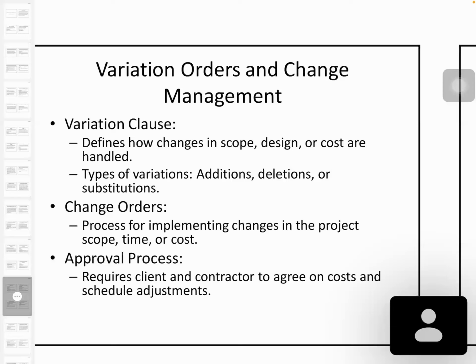The actual process of the variation requires the client and contractor to agree on the cost and the schedule adjustment. Some variations will affect your critical path. If anything affects your critical path, it will change the final deadline. Therefore, you have to be more keen about the changes, and the approval process requires the client and contractor to agree. Whatever changes there are, you have to agree before implementing.